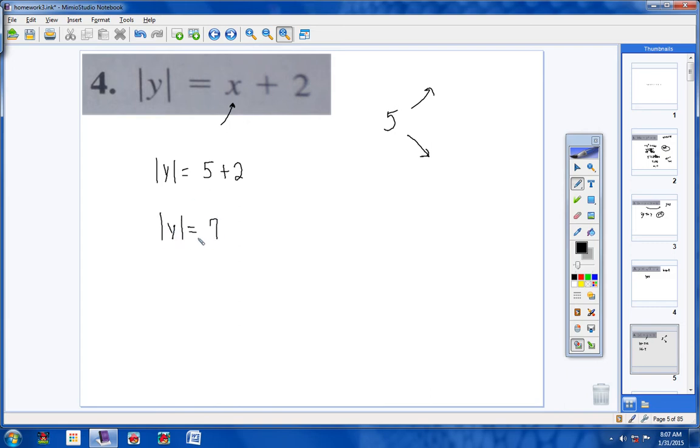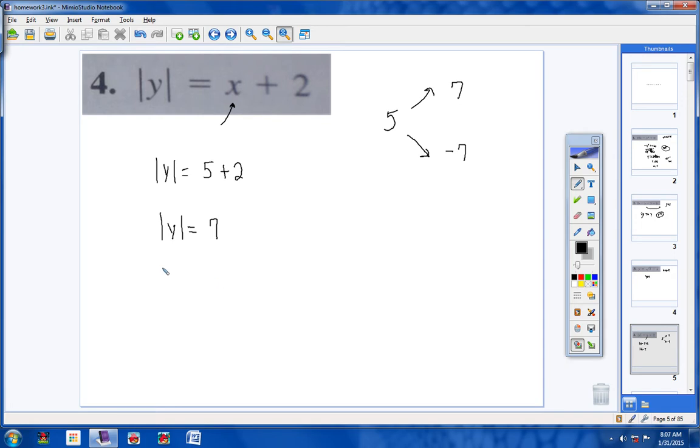Now I have a question for you. What is the value of y? If you have the absolute value of y equals 7, what could y equal? Well, y could be 7, because the absolute value of 7 is 7. But guys, what else could y be?